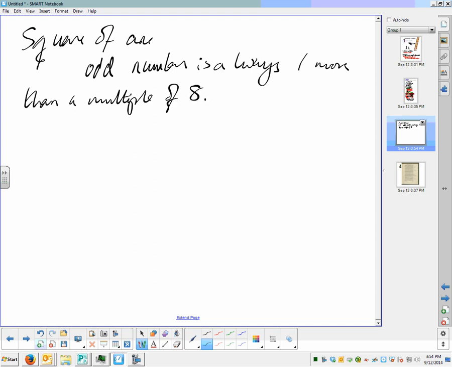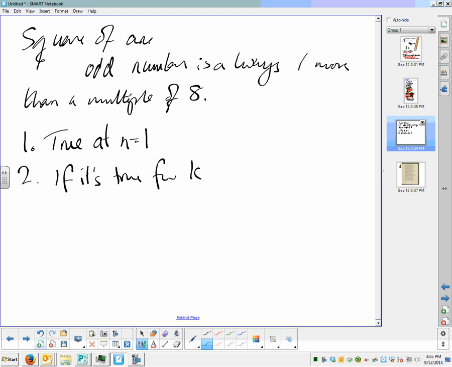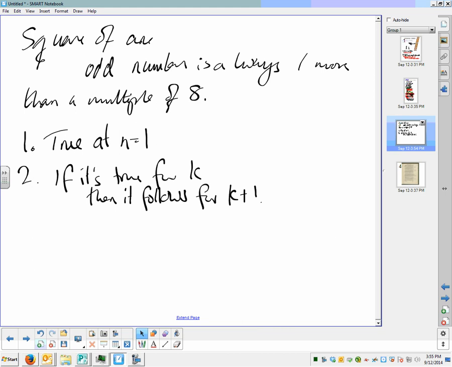And all I'm going to do is firstly show that that's true for n equals 1. And I'm going to show that if it's true for k, then it follows for k plus 1. Before I can do any of that, I just need to be able to state the problem.